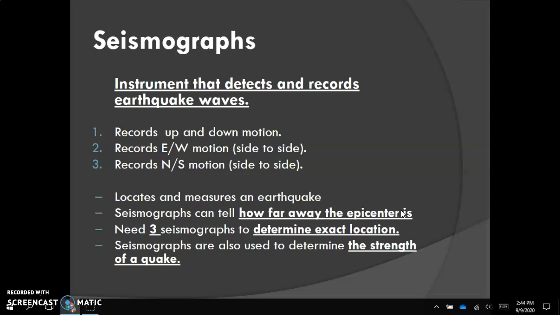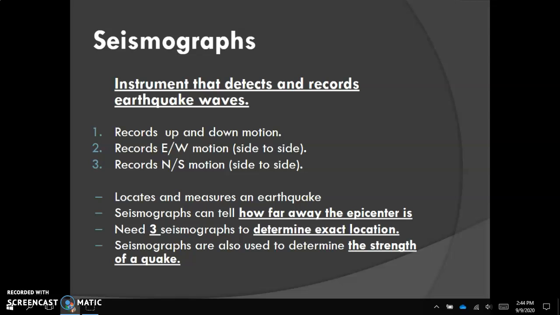So a seismograph is an instrument that detects and records earthquake waves. It records the up and down motion. It records east to west motion, which is side to side, and north to south, which is also side to side. It locates and measures an earthquake, and seismographs can tell how far away the epicenter is.